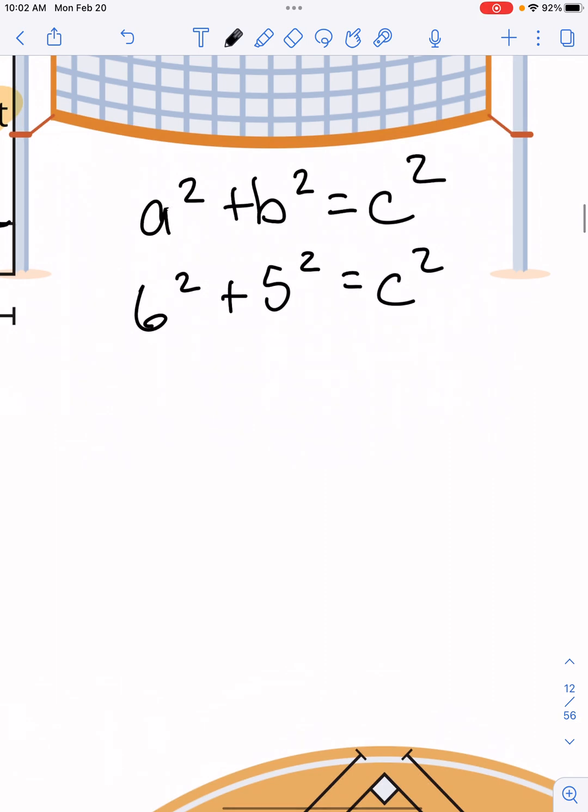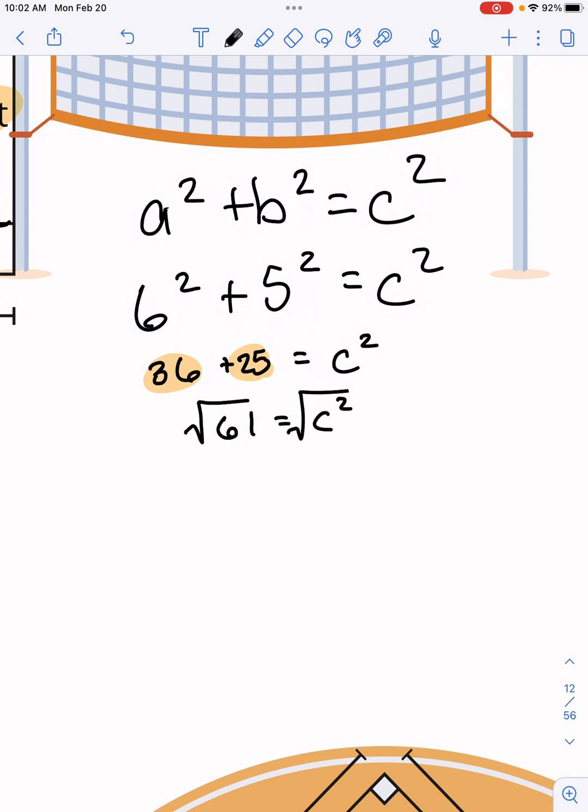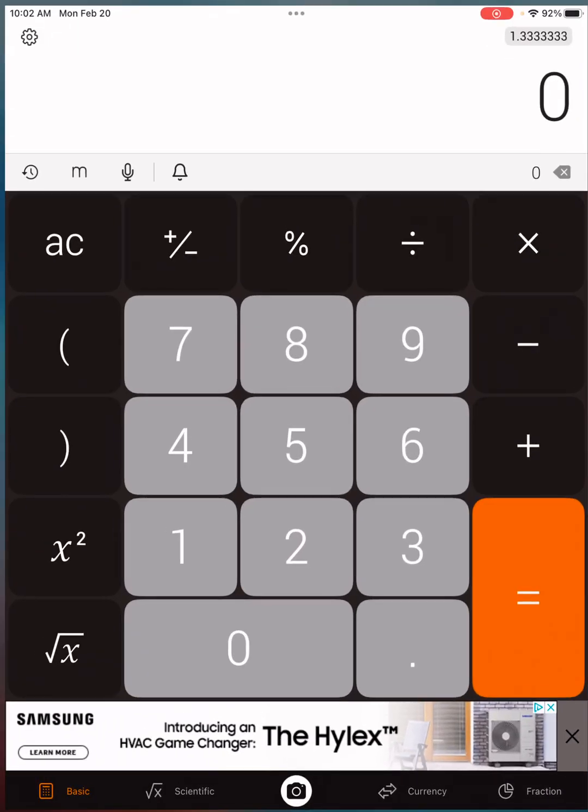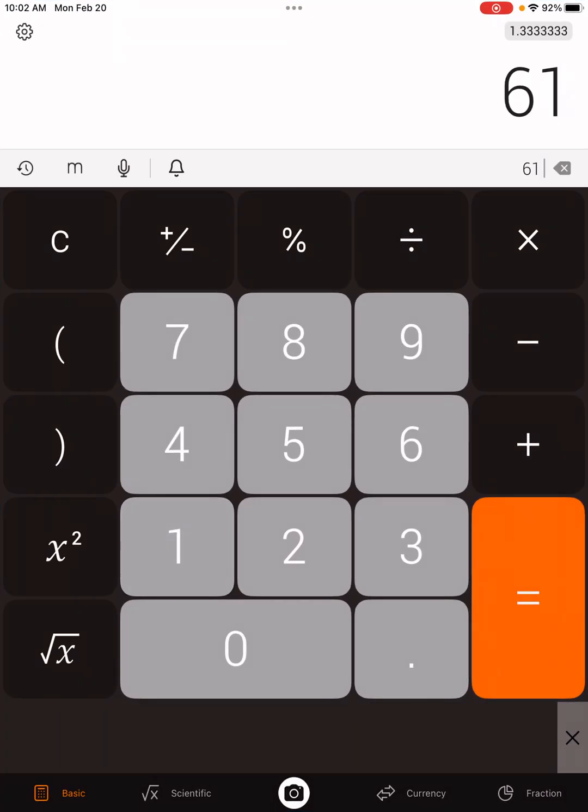We're going to plug in 6 for C, 5 for B, and we'll keep this as C squared. 6 squared means 6 times 6, that's 36. 5 squared is 5 times 5, which is 25. And then we have to combine these two like terms, added together is 61, equal to C squared. And then from there, taking the square root of both sides, the square undoes the square root, we're left with C, that's what we want. And the square root of 61 is not a perfect square, so we're going to plug this into our calculator. I'll put 61 and I'll hit the square root button.